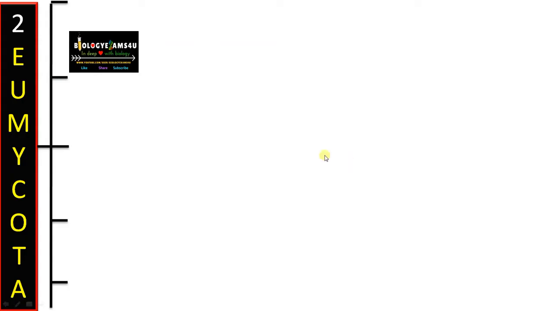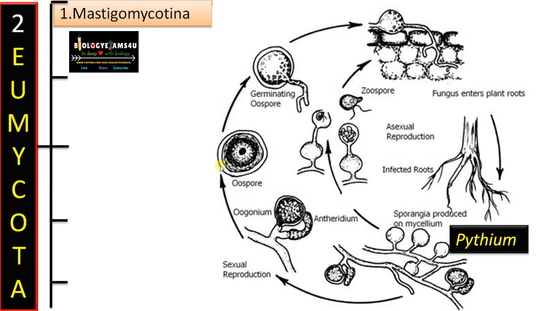Now moving into the subdivisions of Eumycota. Eumycota is divided into 5 subdivisions. First one is Mastigomycotina, which is considered as primitive. So let's take an example, and we will be using this example to understand the characteristics. As you can see, this is Pythium. Pythium, as you can see, it is aseptate without septa, multinucleate coenocytic condition. There is no septation in the hyphae. Then there are motile spores, asexual reproduction by zoospores, sexual reproduction by gametangial copulation. There is oogonium and antheridium, and oospore is also formed.